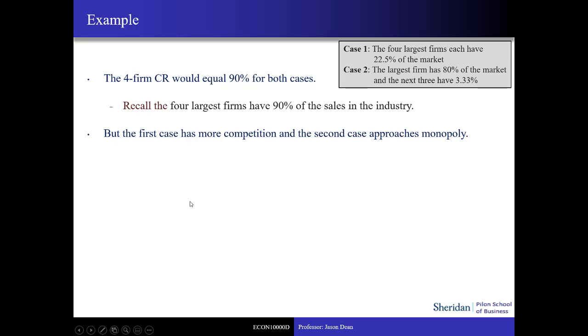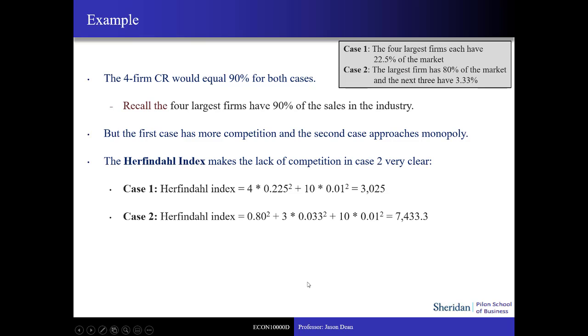But remember the two cases. Both cases give you the same number for the four-firm concentration ratio, but case one would suggest much more competition because there are four firms of equal size, compared to the second case, in which you pretty much have one firm with 80% of the market share, so it's pretty much a monopoly. The four-firm concentration ratio isn't picking up that distinction, but the Herfindahl index will.